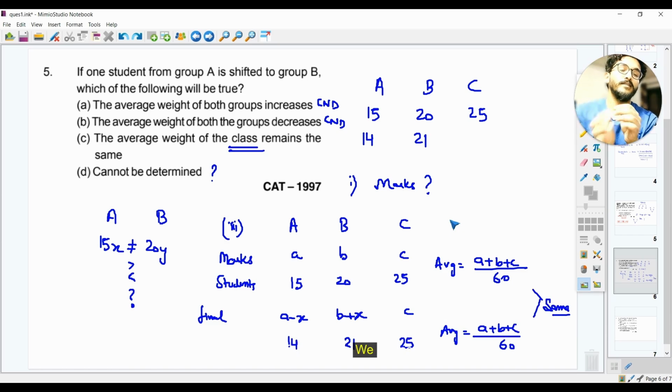So that's a beautiful question. We can say that the average of the class remains the same because the total sum is same and the total strength is same. So the answer is C for this particular question.